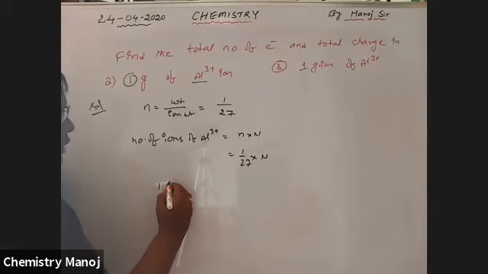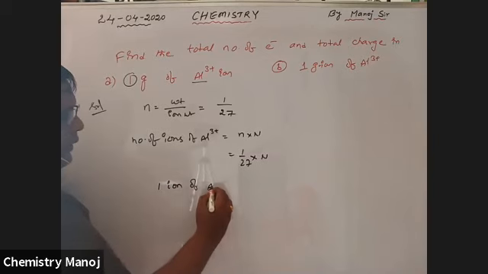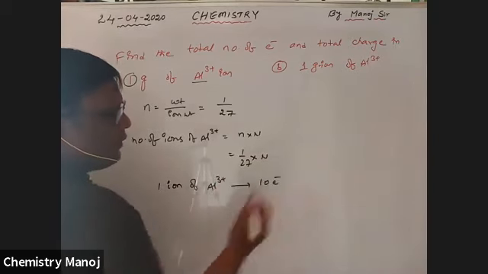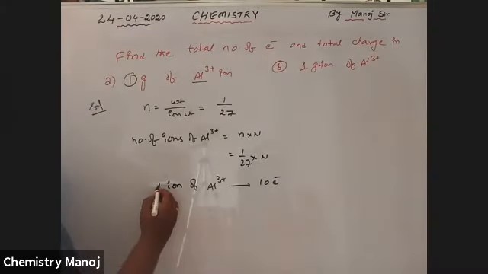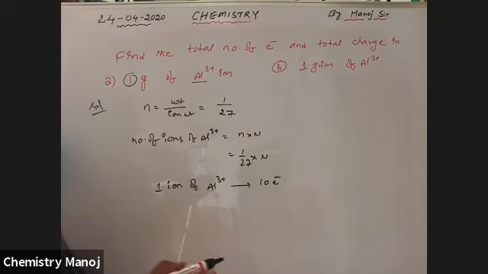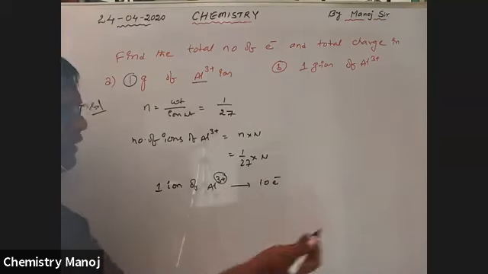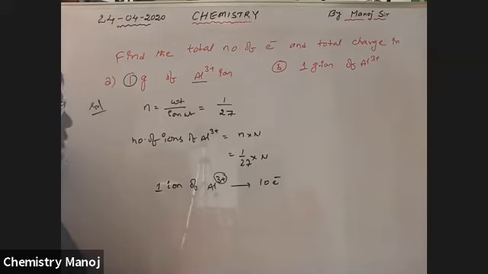Now, 1 ion of Al3+ contains 10 electrons. Why, sir? Aluminum's atomic number is 13, which means actually 13 electrons are there. Because of the +3 charge, 3 electrons are lost. 13 minus 3 is 10 electrons. So 1 ion of Al3+ has 10 electrons.